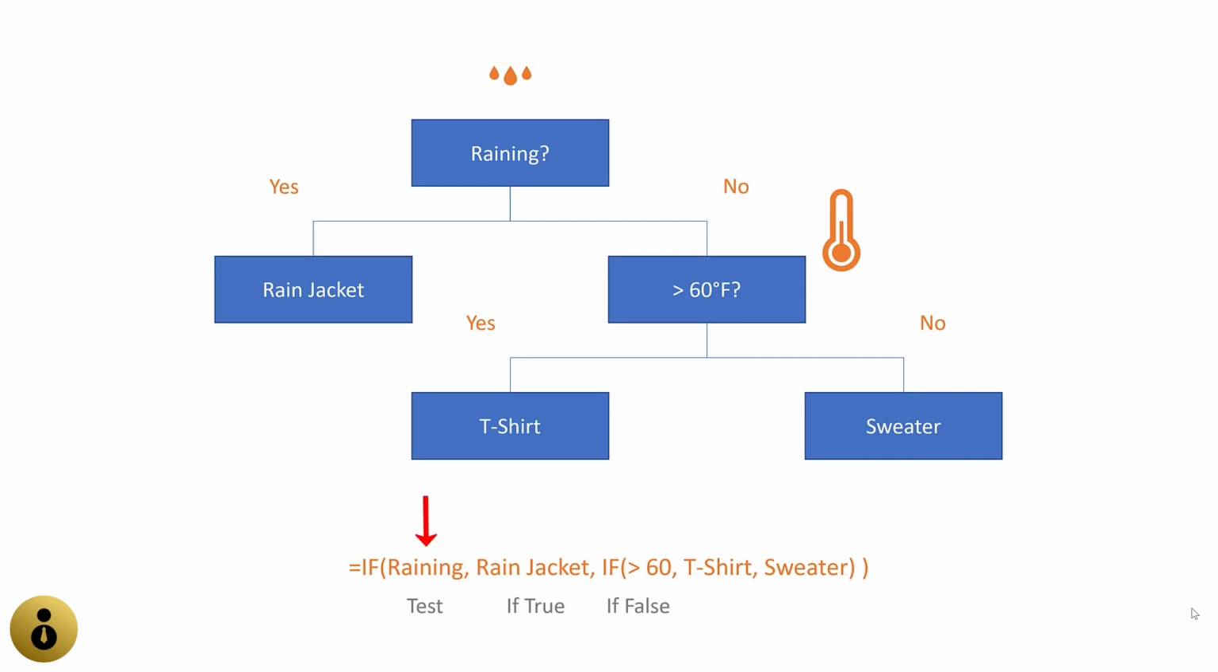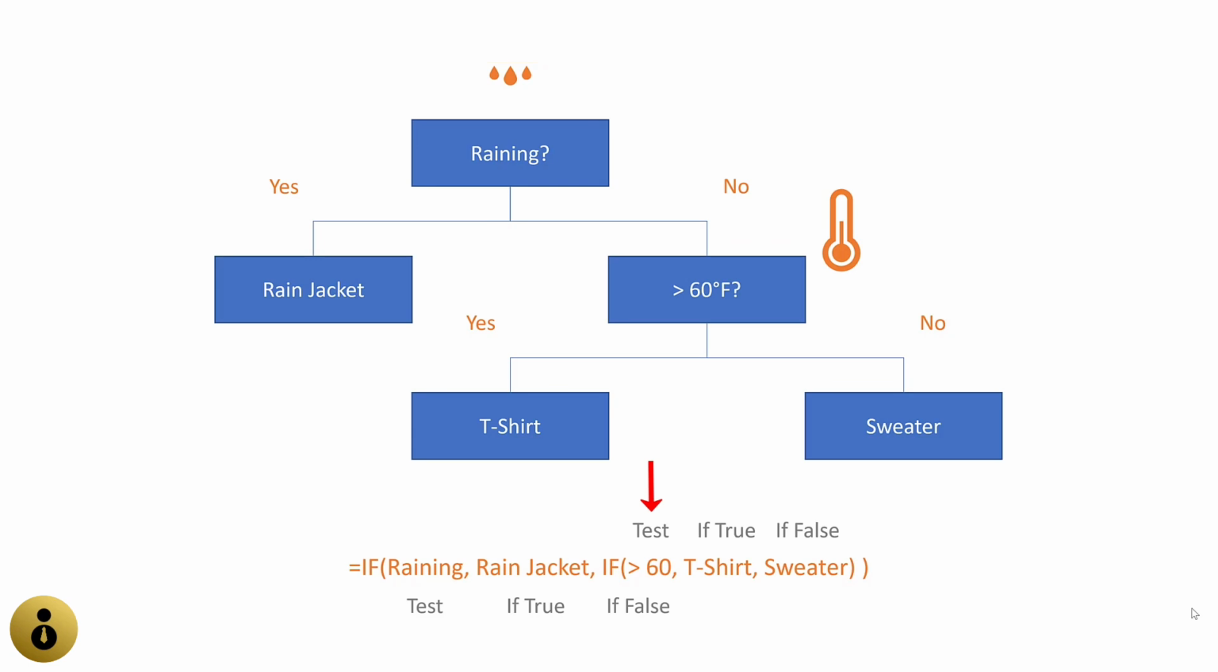You still have your logical test, and then if that test is true, you'll perform the action in the second argument, which in this case is your rain jacket. In the third argument, you tell Excel what to do if the test in the first argument is false. In this case, the action, if that first test comes out as false, is to perform another IF statement. So then this starts over.